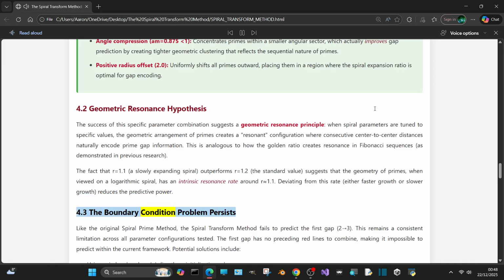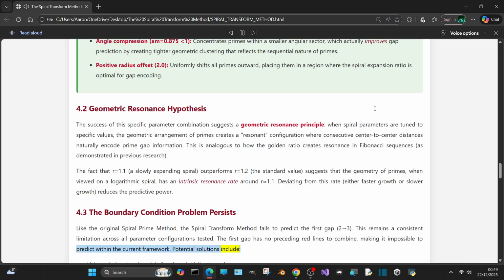4.3 The boundary condition problem persists. Like the original spiral prime method, the spiral transform method fails to predict the first gap, 2-3. This remains a consistent limitation across all parameter configurations tested. The first gap has no preceding red lines to combine, making it impossible to predict within the current framework.